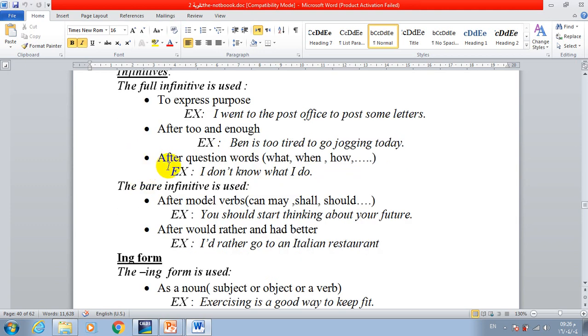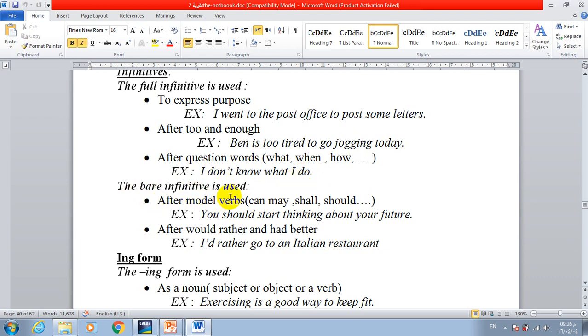Another thing, we use the infinitive after question words like what, when, how. Like the example, I don't know what to do. Here we use the question word what followed by the infinitive.